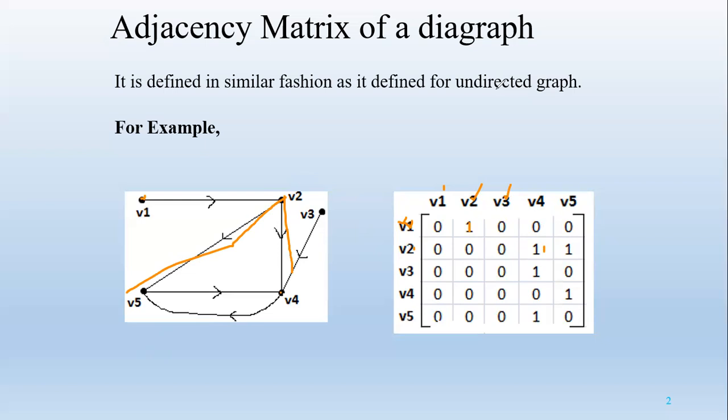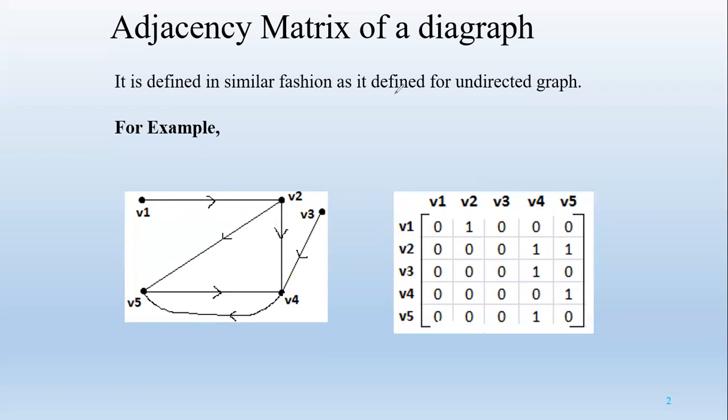Next, second row. Second row, third row, V3 to V1. V3 and V1 are non-adjacent vertices. Therefore, we can write 0. Like that, we can make the adjacency matrix using this digraph. Okay, I think, is it clear? Okay, next. What's the next matrix?